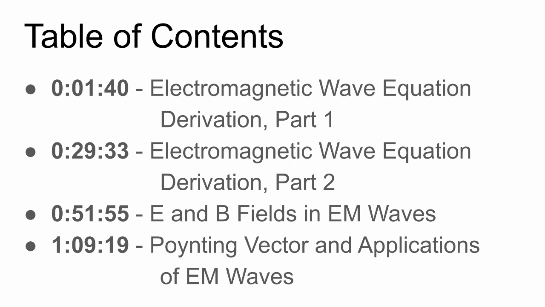This derivation amounts to a prediction for an electromagnetic wave that travels at the speed of light, a prediction that was confirmed by Hertz experimentally. In the second half of the lecture, we look at some properties of electromagnetic waves.